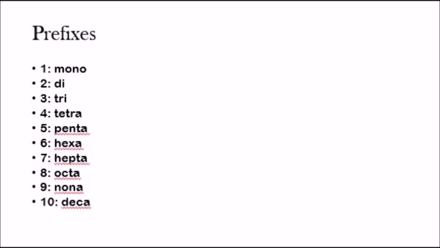But before we do that, this is what we need to memorize here, the prefixes. Make sure you memorize these. 1 is mono, 2 is di, 3 is tri, 4 is tetra, 5 is penta, 6 is hexa, 7 is hepta, 8 is octa, 9 is nona, and 10 is deca. You need to memorize these prefixes.